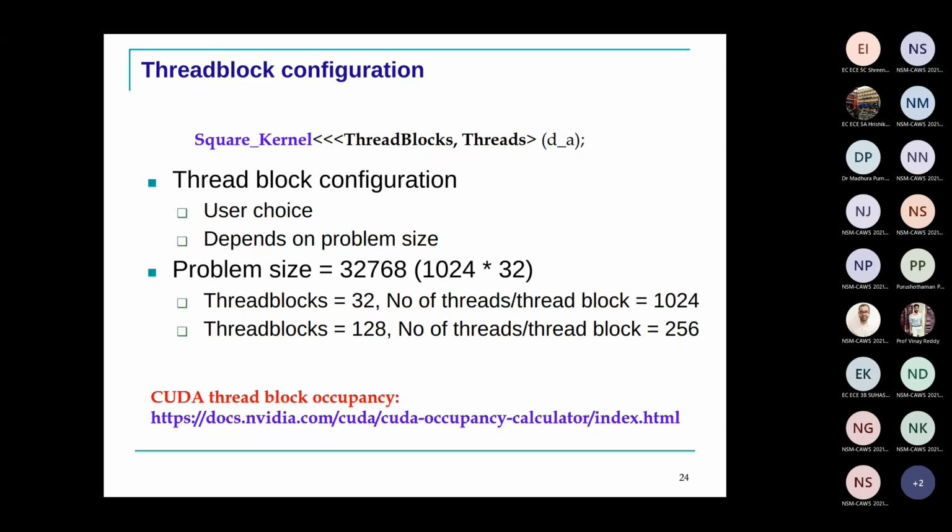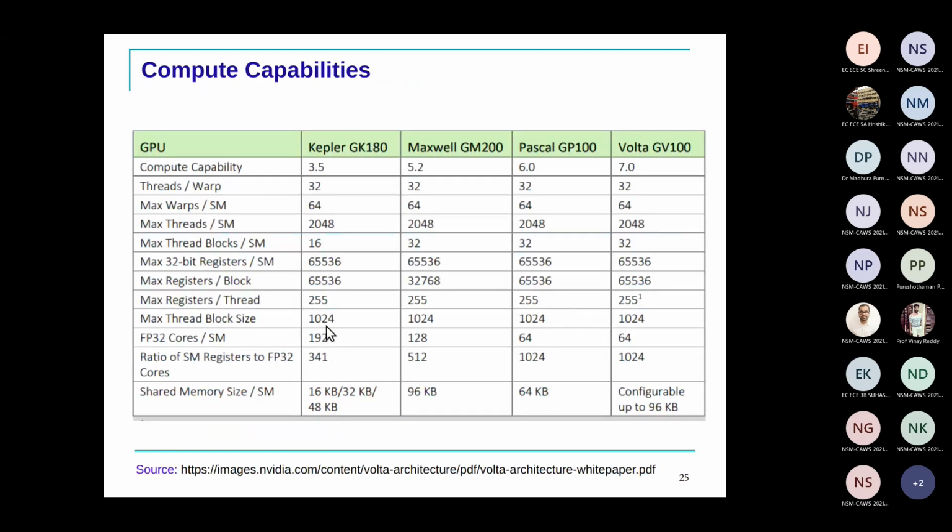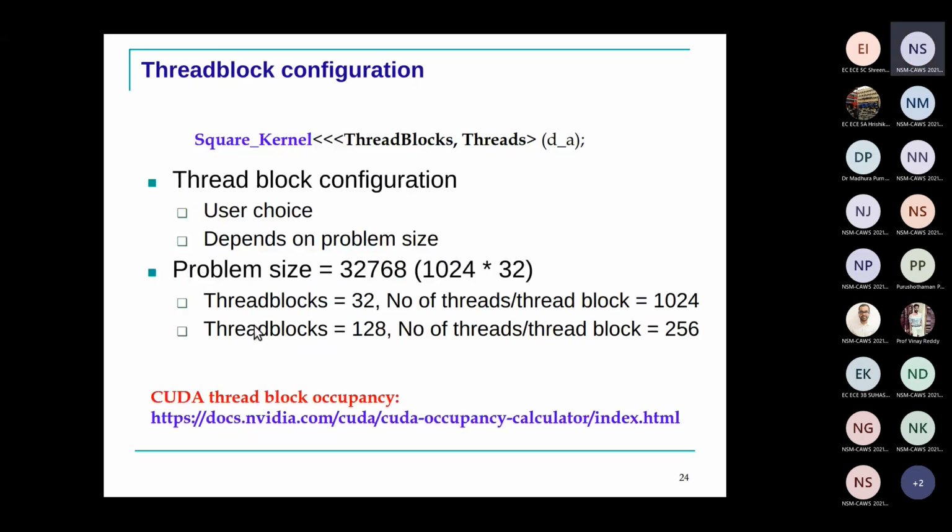I said that first you choose your problem size. Depending on the problem size, you split the number of thread blocks and the number of threads within each thread block. However, keep in mind that the size of each thread block can be a maximum of 1024. The number of thread blocks can be very high, but the size of each thread block has a maximum limit.